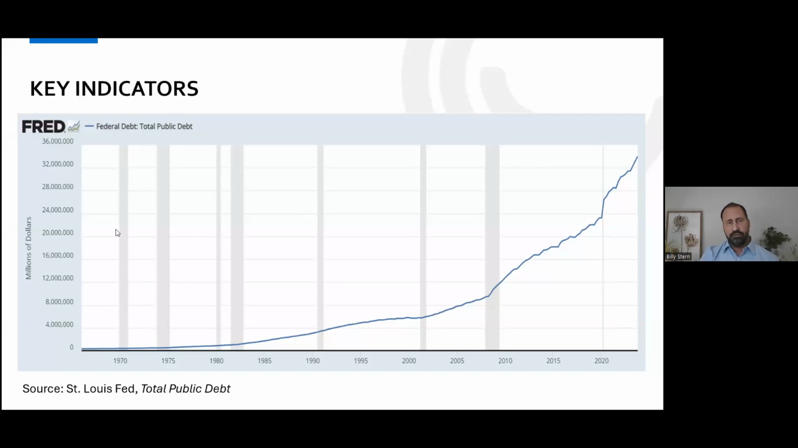How is our country doing with our monetary policy? Maybe you've seen charts like this. This is our total public debt.